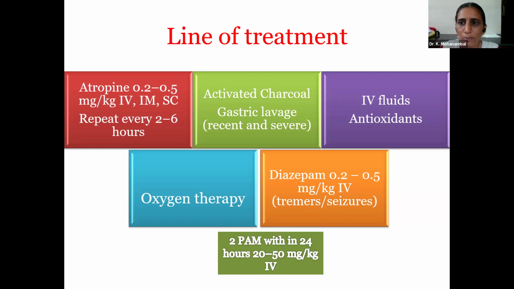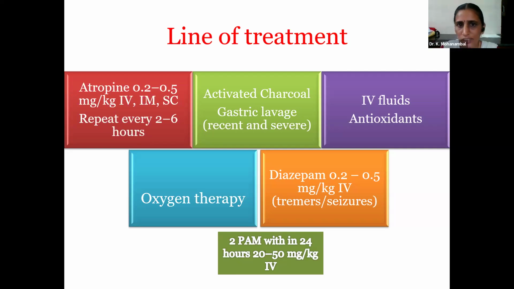So it all depends upon the clinician who is seeing and treating the case. The actual dose is 0.2 to 0.5 milligram, depending on the toxicity. You have to give it intravascular, that is a very important mandate. And this dose should be repeated every 2 to 6 hours until the clinical signs are reduced or vanished.